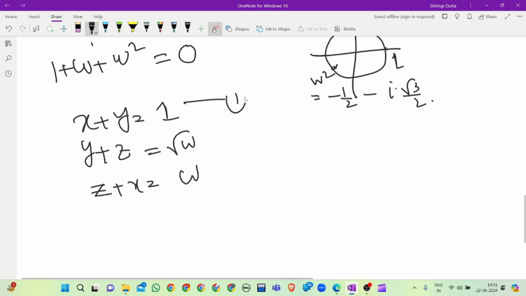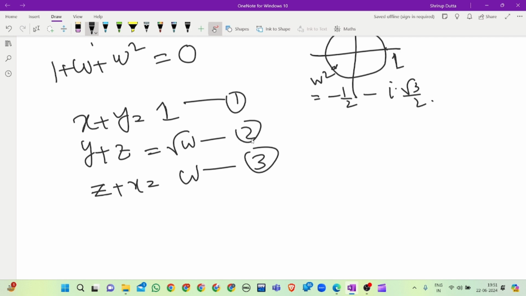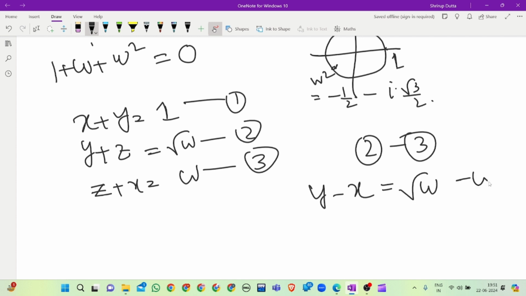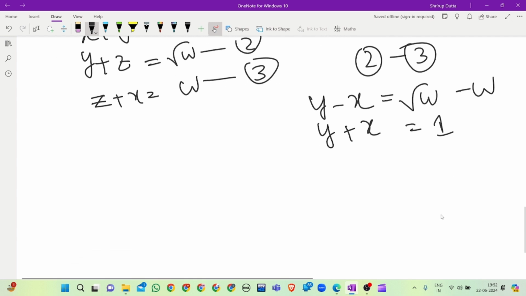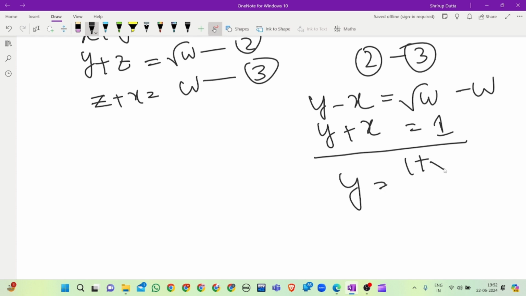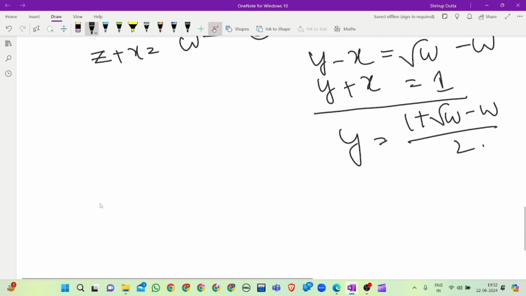If we solve this, this is 1, this is 2, and this is 3. So let's take 2 minus 3. What we have, 2 minus 3, so y minus x will get, for y minus x we will get root omega minus omega, and we previously have y plus x equal 1. So if we take the sum of 2, we will get y is 1 plus root omega minus omega by 2, and from this we will get x equal to 1 minus y.